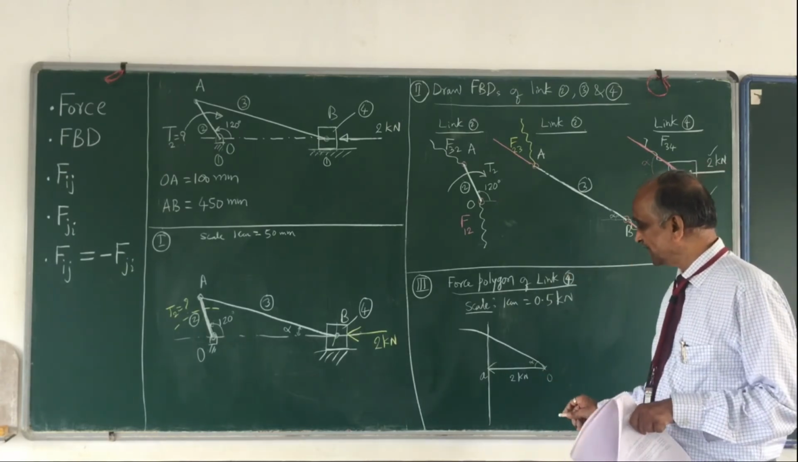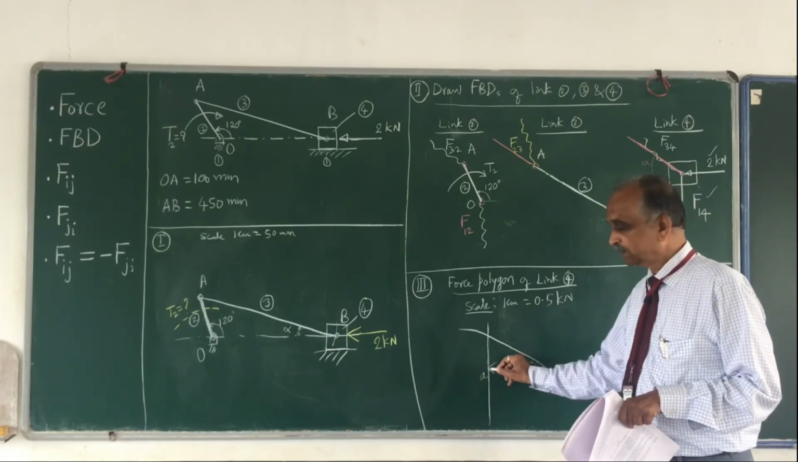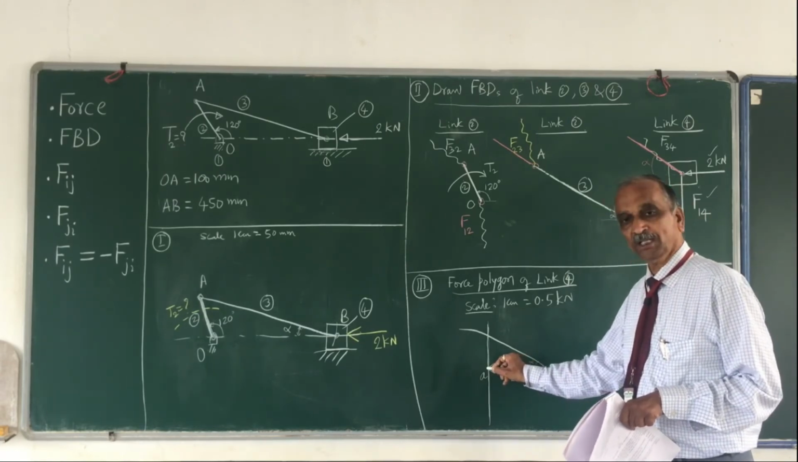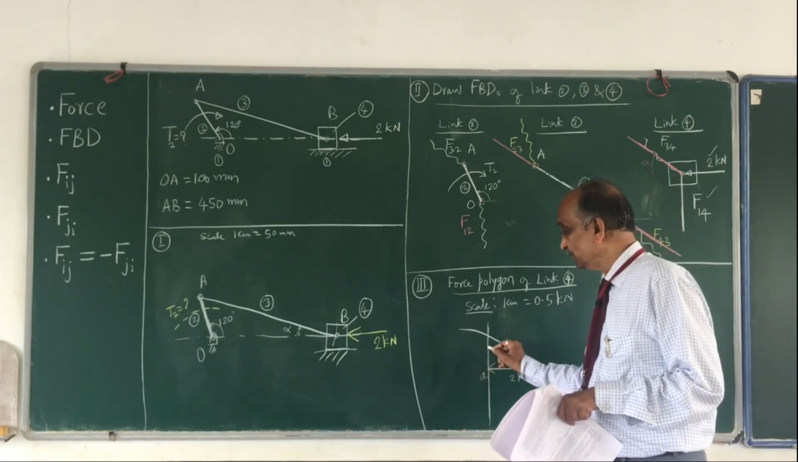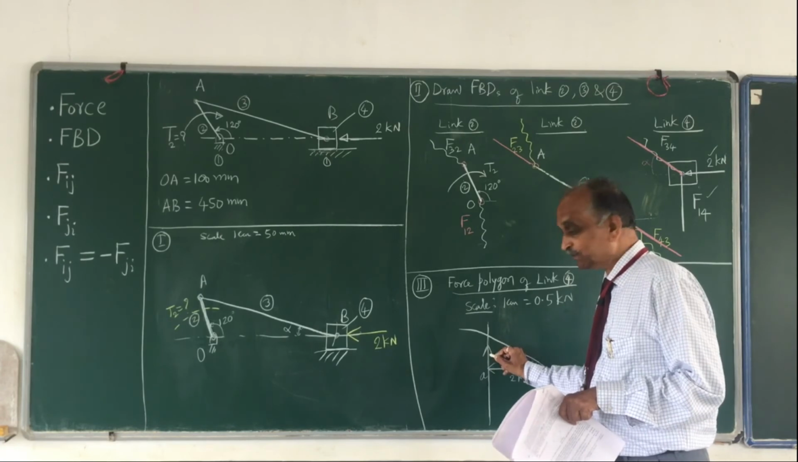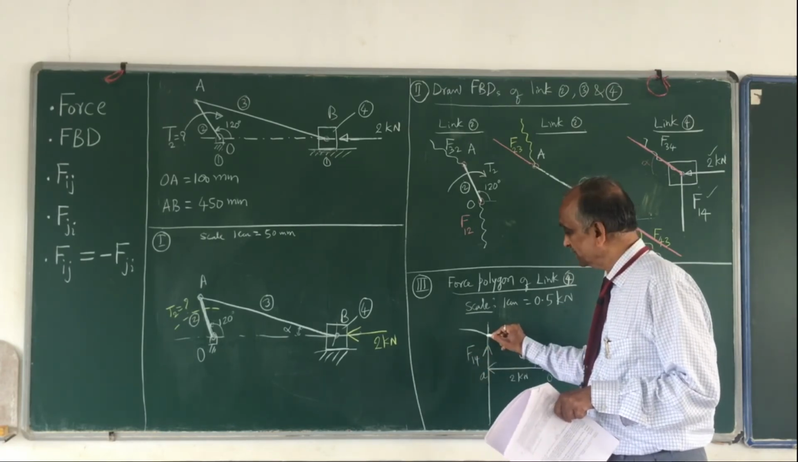Again, come back. Which is your starting point? O. Which is your first force? 2 kilonewton. Which is the tip of the first force? This is point A. At the tip of the first force, draw the second force. Which is your second force now? It is this force. What is that force? That is F14. Where does it end? It ends at this point.